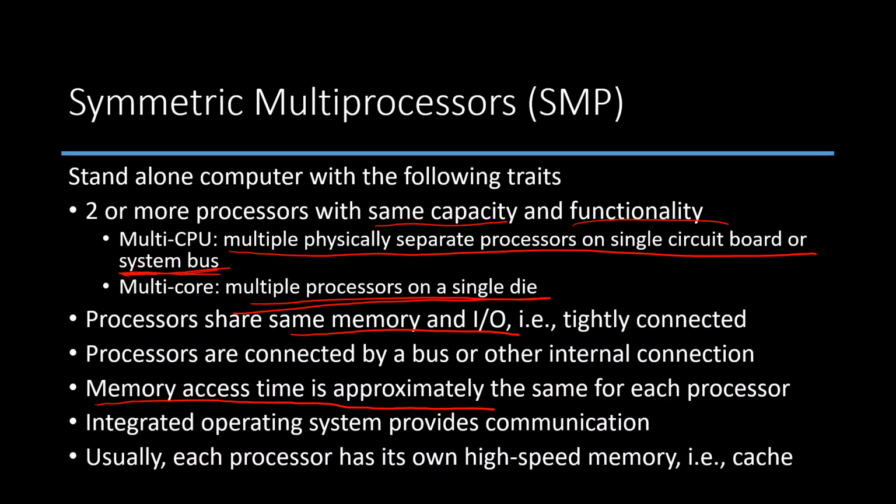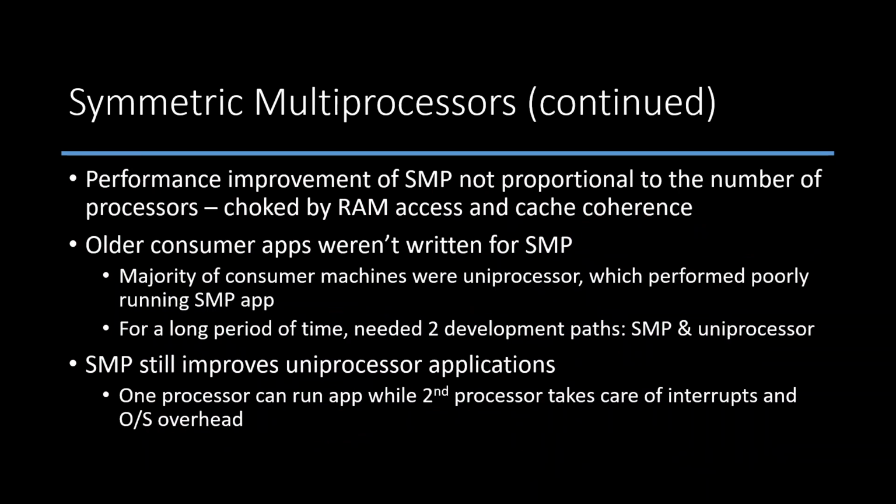Now, we're going to talk briefly about the operating system. There is going to be some sort of a shared operating system. It may be distributed. It may just be on one of the devices. But in order to operate as a multiprocessor system, there has to be support from the operating system. In addition, as I said earlier, each one has its own high-speed memory, usually in the form of an L3 or an L2 or just an L1 cache.